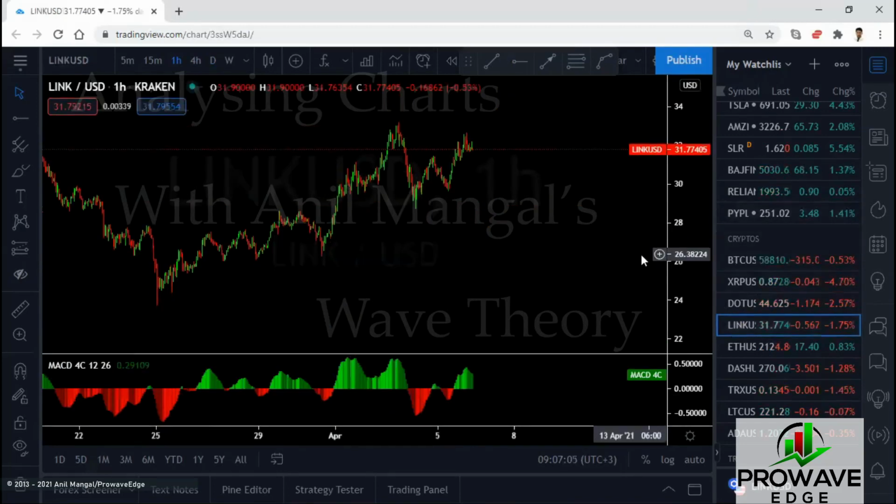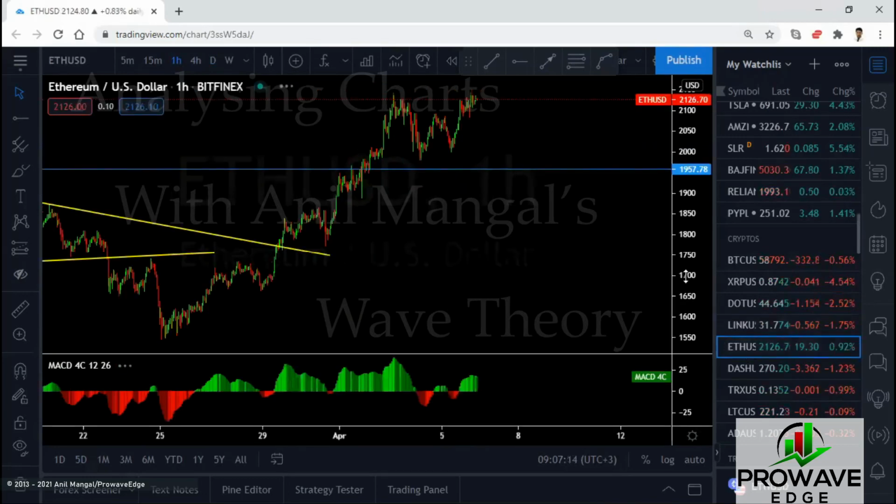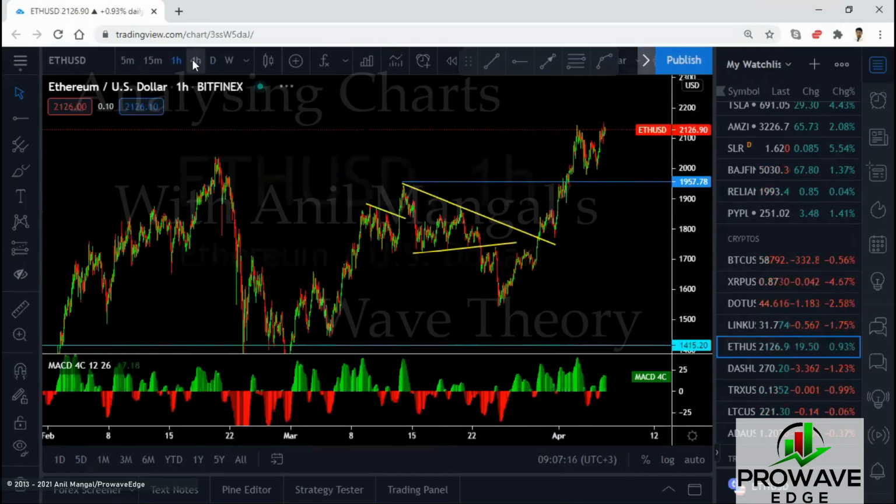Link, same thing. You're looking for a little more correction down because you've got a 1, 2, 3 here. Let it come back a little and then look for upside. This is a flat. That'd be upside. ETH. Here is another one.